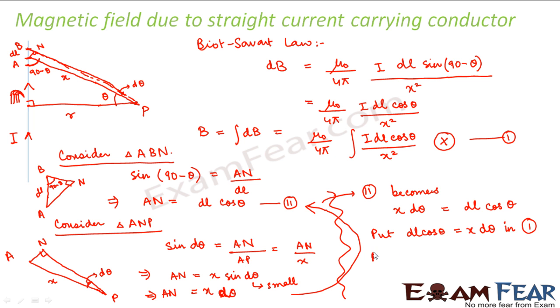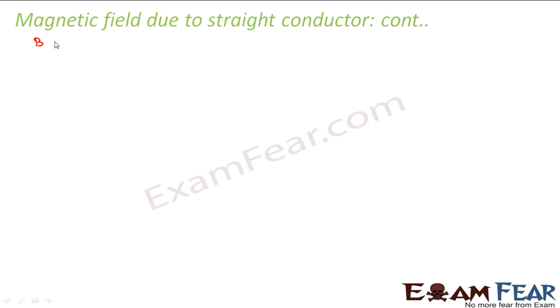So what will I get? I will get B is equal to mu naught by 4 pi integration of I divided by x square into X d theta. So this X and one X will get cancelled. I will get B is equal to mu naught I by 4 pi integration of d theta by x. This I will call equation 3.